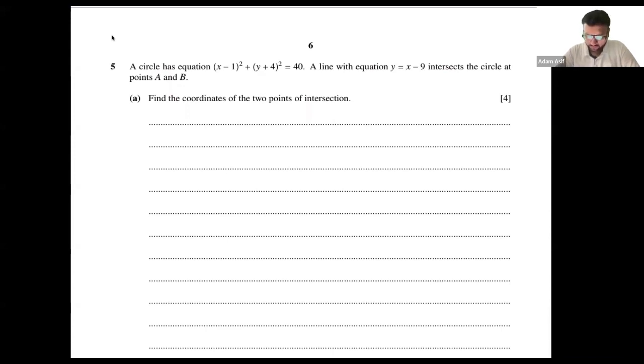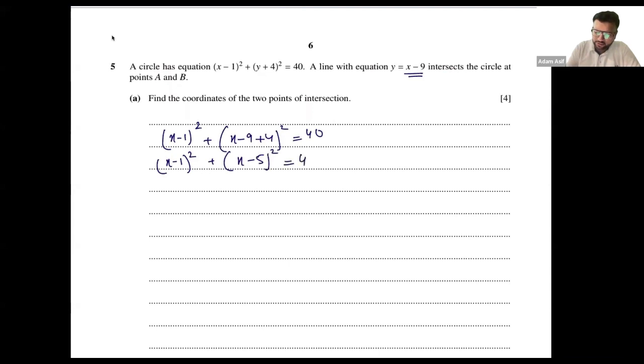We are going to solve them simultaneously. Okay, so let's solve them simultaneously. In the equation of a circle, plug in y as x minus 9. So this is x minus 1 the whole thing square plus x minus 5 the whole thing square equals to 40. All right, now expand this. X square minus 2x plus 1 plus x square minus 10x plus 25 equals to 40.